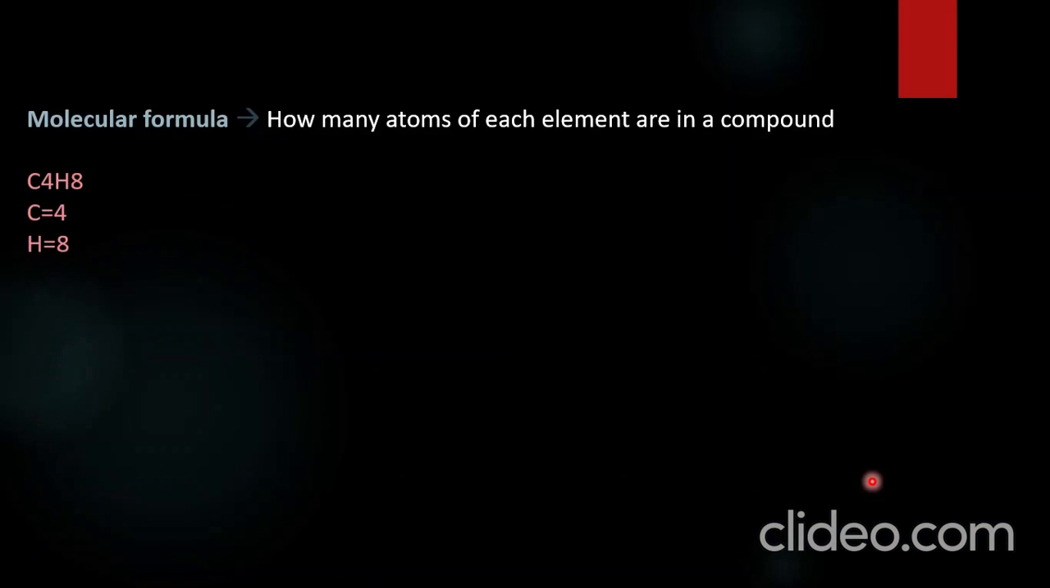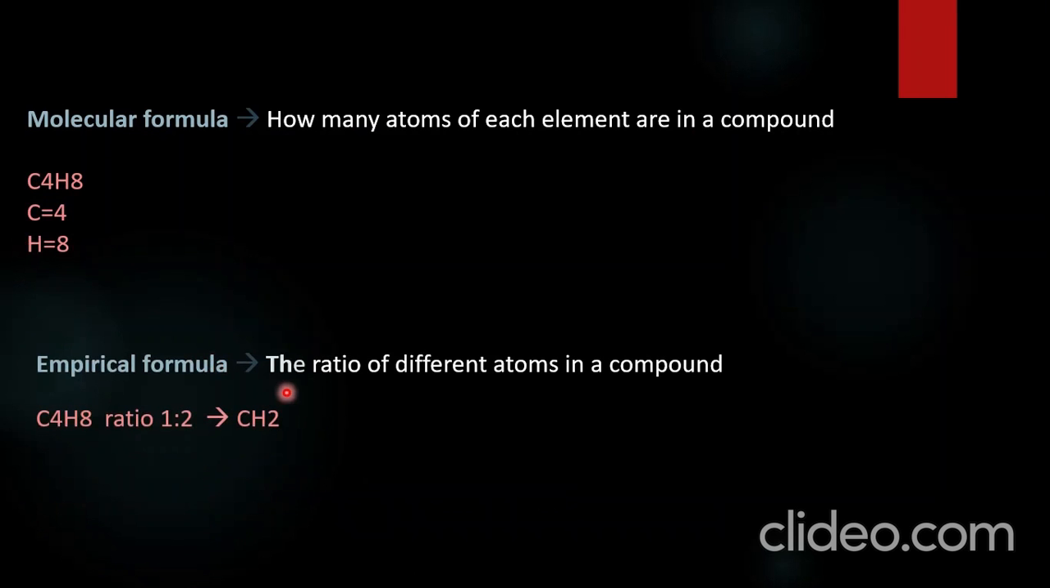First, we need to know what is a molecular formula. So molecular formula shows how many atoms of each element are in a compound. For example, this molecular formula shows that in the compound we have 4 carbons and 8 hydrogens.